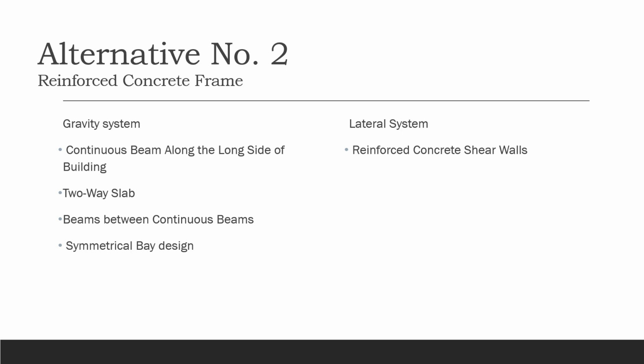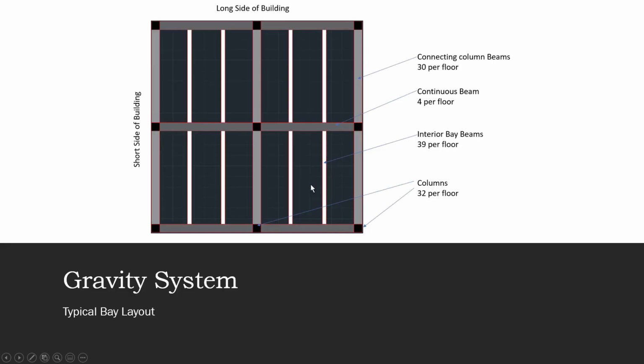Now for the lateral system, we came up with reinforced concrete shear walls. These will be placed in both directions to withstand the lateral loads being applied to the building. Taking into consideration the architectural layout, we decided to place the shear walls where stairwells will be placed to minimize the disruption of the outside glass wall.